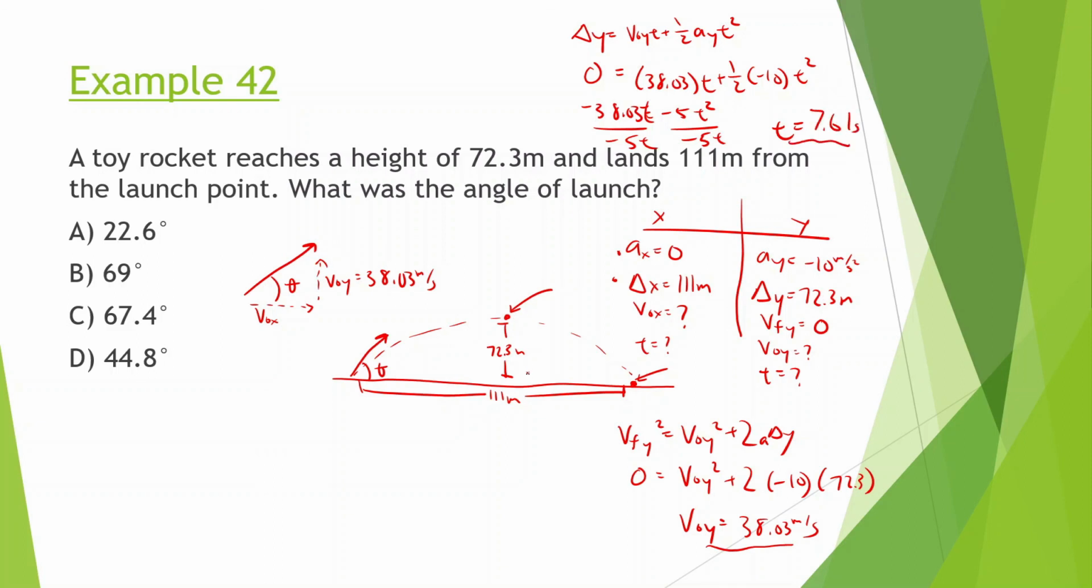Okay. So now I could find what the v initial is in the x direction. Let me go over here for that. Displacement of x equals v initial x t plus 1/2 ax t squared. 111 is equal to v initial x times 7.61 plus 1/2 times 0 times 7.61 squared. This all goes to 0.